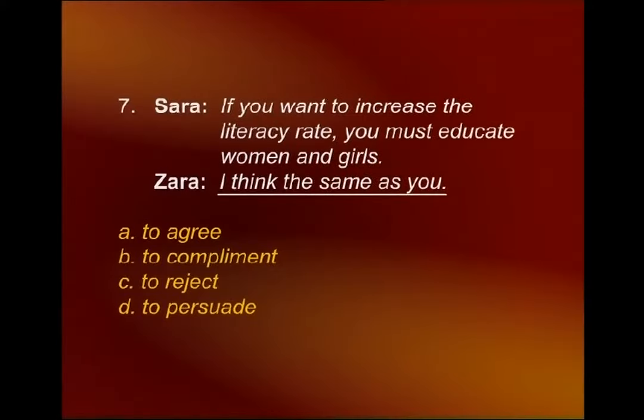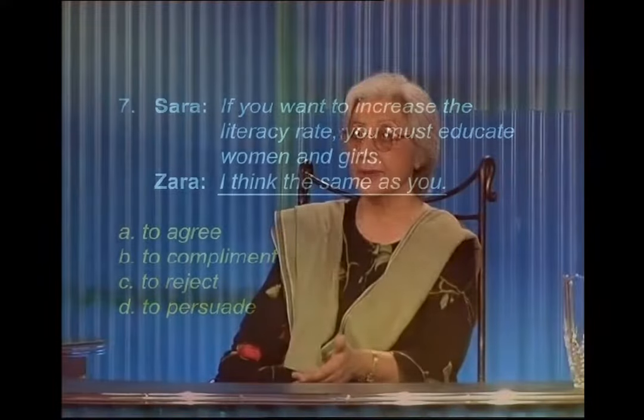Look at number 7, part of a conversation. Sarah says, "If you want to increase the literacy rate, you must educate women and girls." And Zara says in answer, "I think the same as you." The words "I think the same as you," what function is being served? Do those words convey agreement, or are they a compliment? Do those words show rejection, or do they persuade? I'm sure you had no difficulty in choosing the function, and the function is to show agreement.